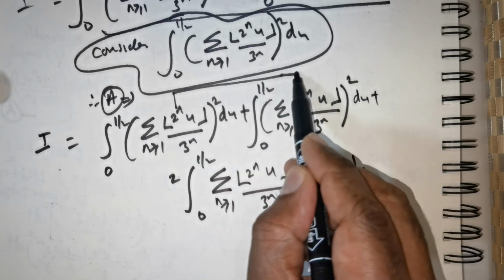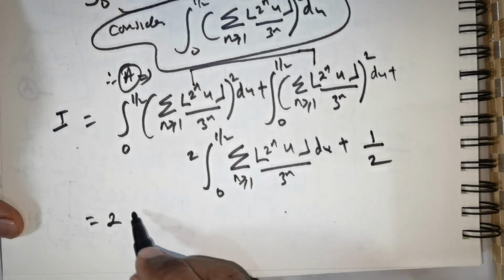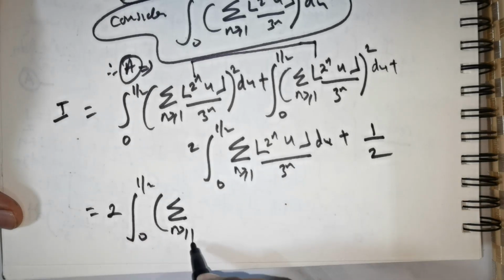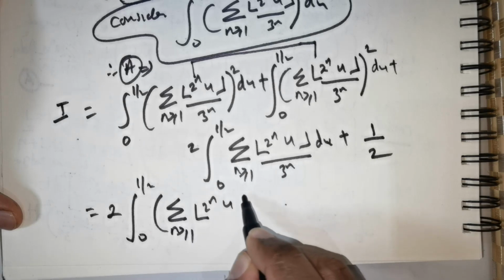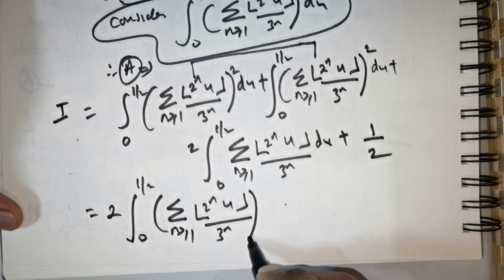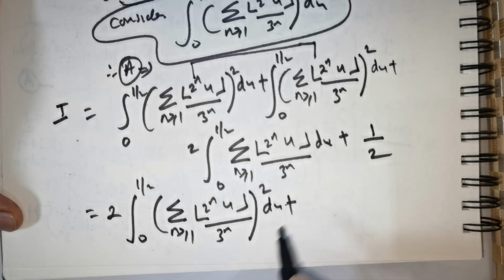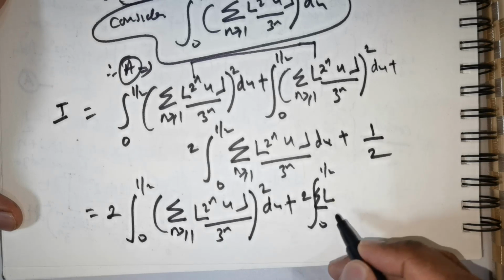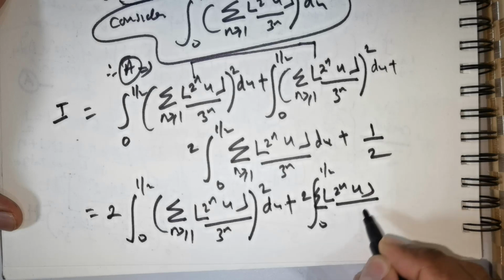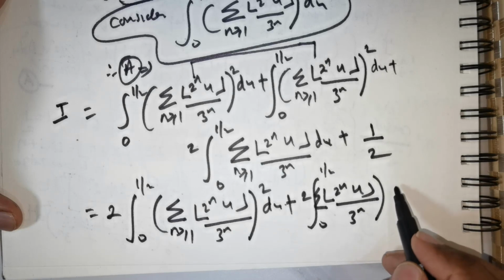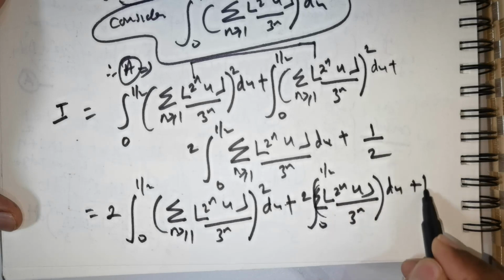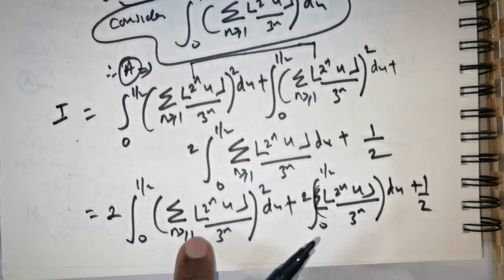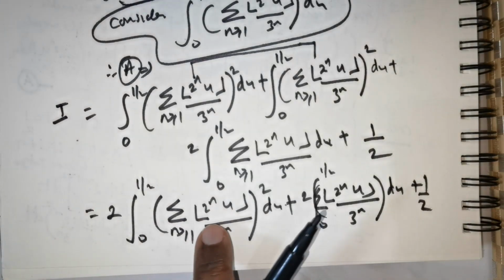Now these two quantities can be added, so that is going to give me 2 times integral 0 to 1/2 of (sigma n ≥ 1 floor of 2^n u divided by 3^n) squared du, plus this quantity 2 times integral 0 to 1/2 sigma floor of 2^n u divided by 3^n du, plus 1/2. Now this, where did we see this? Do you remember what exactly we got for this?